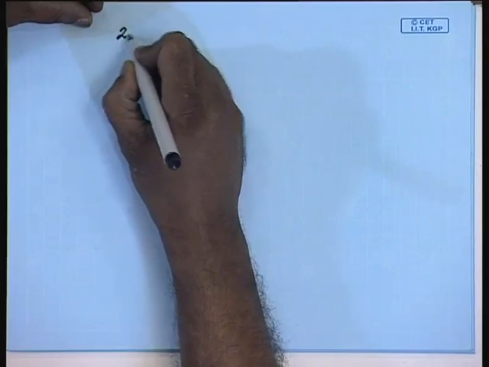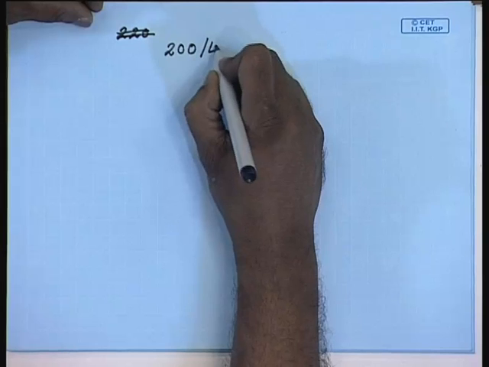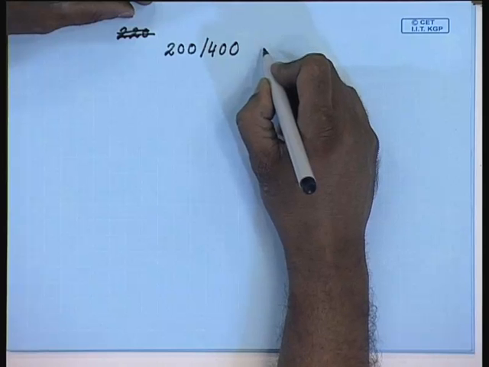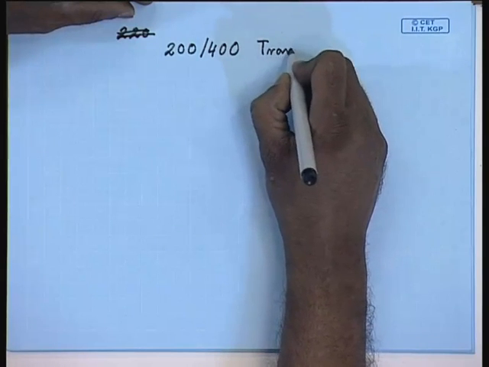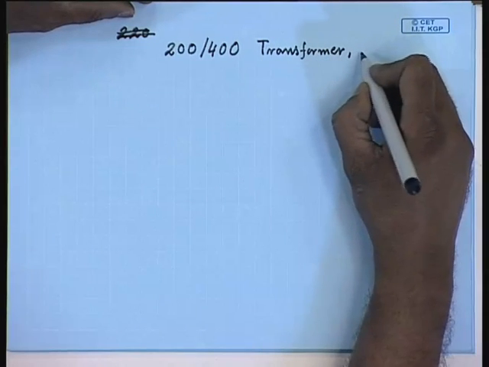We will end this lecture by looking at an exercise of how to find out the equivalent circuit parameters of a single phase transformer from test data and how to find the efficiency. Let us say we have a 200 volt by 400 volt single phase transformer. The kVA rating is 4 kVA.